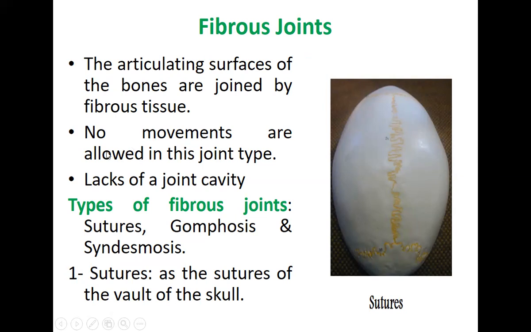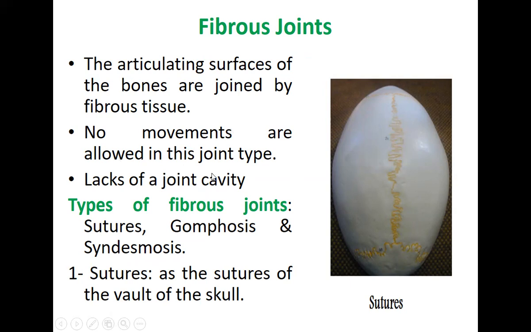No movements are allowed in this type of joint. Here there is total fusion of the two bones, so there is no movement between the bones. There is a lack of joint cavity. Cavity means space. There is no cavity between the two bones. There is no space between the two bones. So this is called the fibrous type of joint.